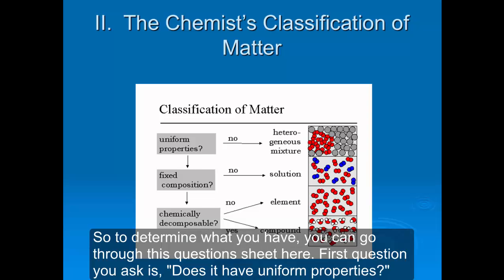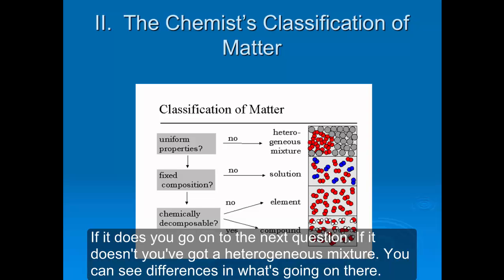So to determine what you have, you can go through this question sheet here. First question you'll ask is, does it have uniform properties? If it does, you go on to the next question. If it doesn't, you've got a heterogeneous mixture. You can see differences in what's going on there.